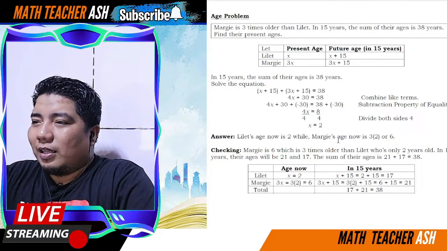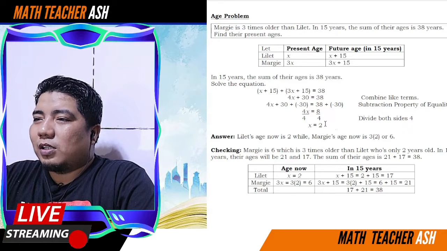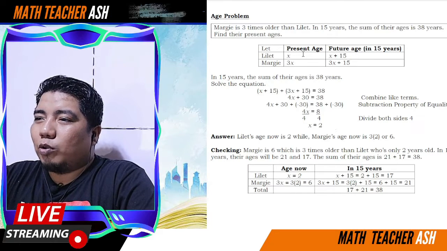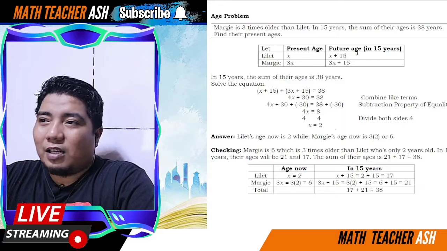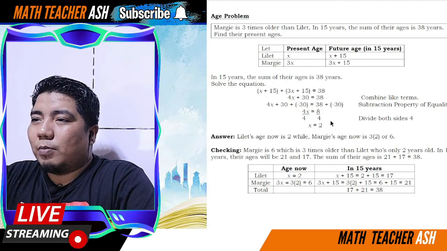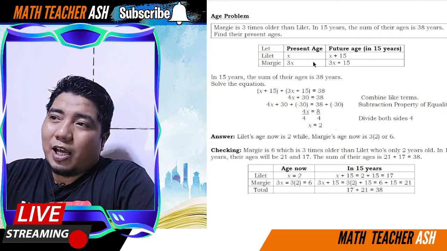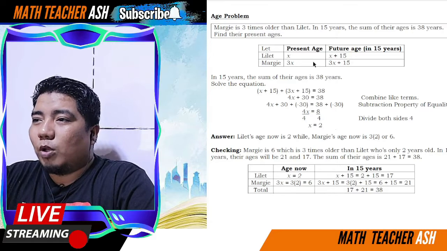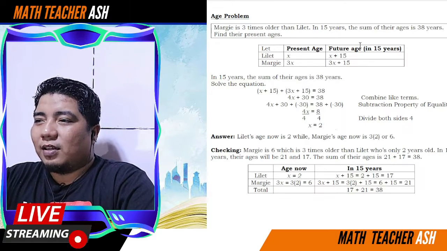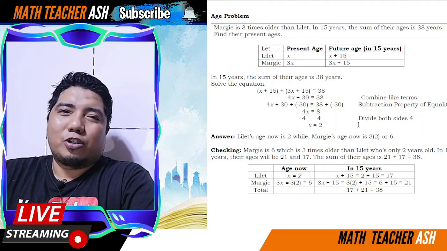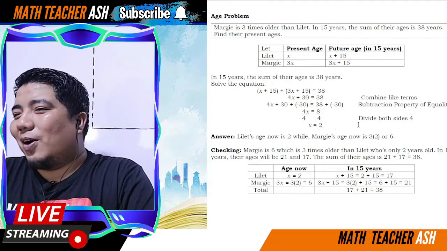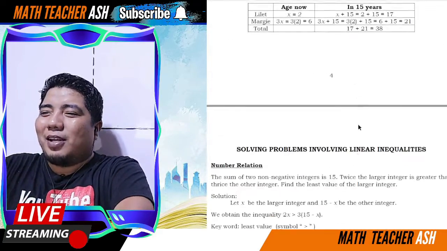Okay. So try natin i-check. So si Lilet, dahil 2 siya, in 15 years, magiging 17 na siya. Si Margie naman, 6 siya ngayon. So in 15 years, magiging 21. So 21 plus 17, the answer is 38. Alright, so napakadali lamang po, my dear math learners.